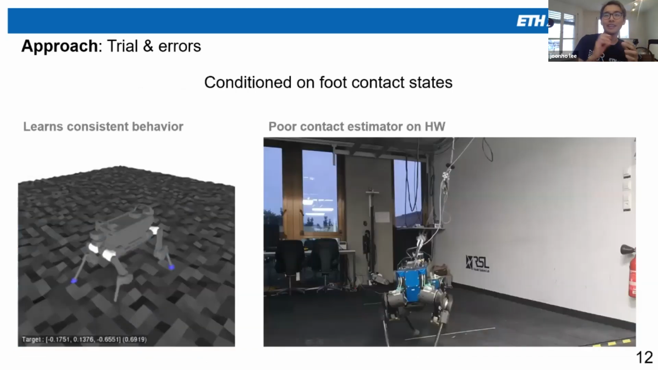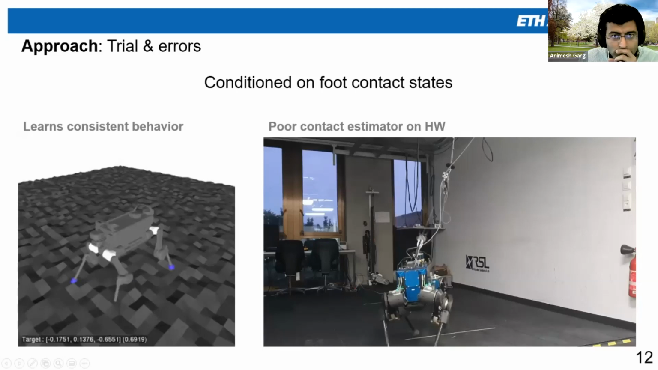So we tried adding the contact states into the observation, because in almost all legged robots, there is a contact state estimator inside. So we can actually get this directly from the robot. And this is quite a strong feature that's used for other controllers.